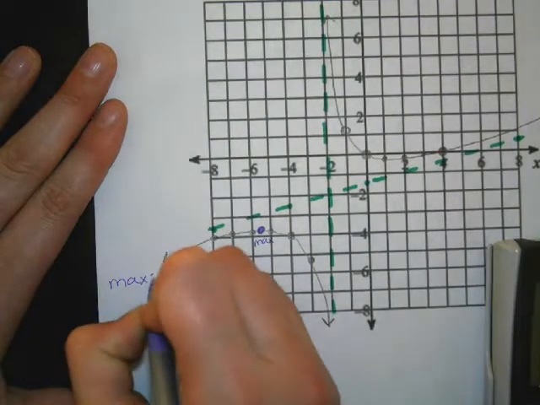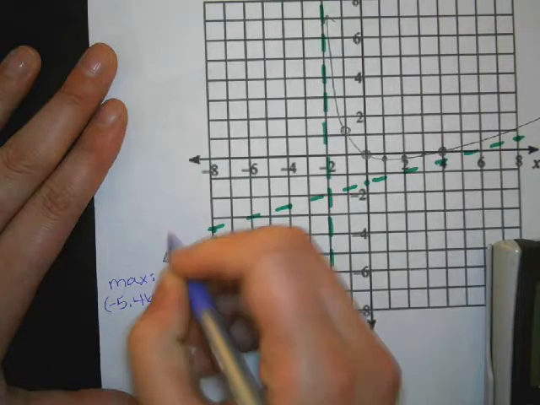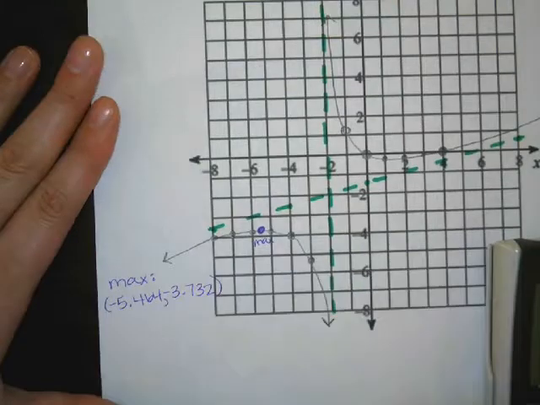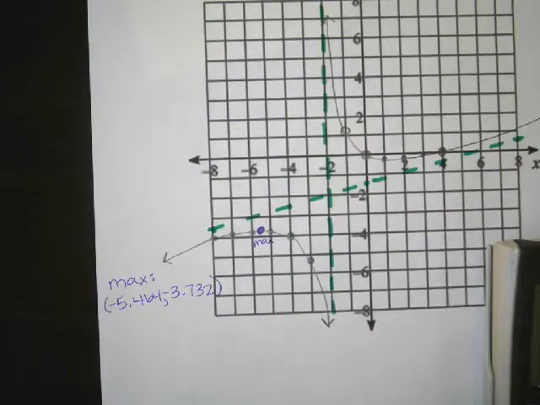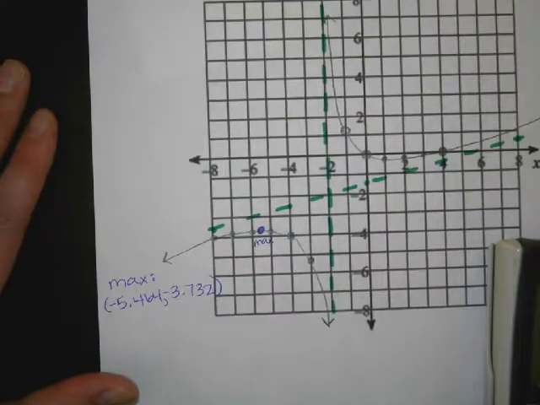So the maximum is negative 5.464, negative 3.732. And I do want you guys to include 3 decimal places because I'm assuming every single one of you is going into calculus next year, and that's what we use in calculus. All of you guys. You're in pre-calc, of course you're taking calculus next year. So since I'm assuming that, we're preparing for that.